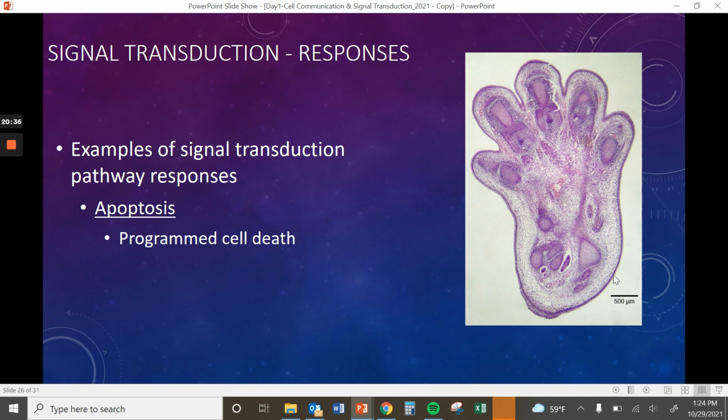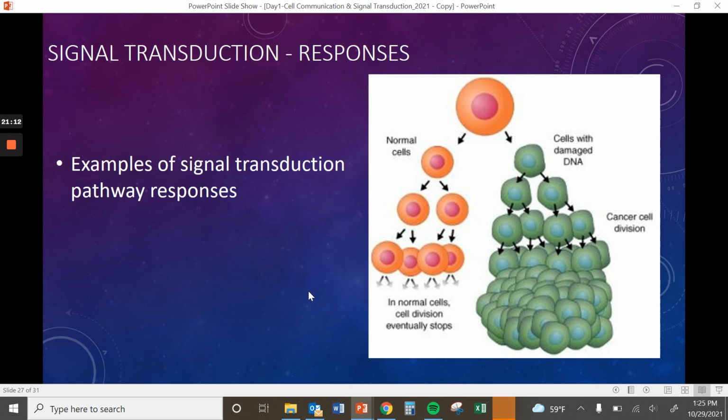So in development, this is an example, I think, of a mouse hand that's being formed, but these cells in between the fingers actually get signaled through a pathway that they need to go through apoptosis. The cells that were in between these fingers are told to go through apoptosis, and that's how we are able to have spaces between our fingers. Otherwise, if we did not have this apoptosis signal being sent, we would have webbed fingers and toes, which is kind of interesting.